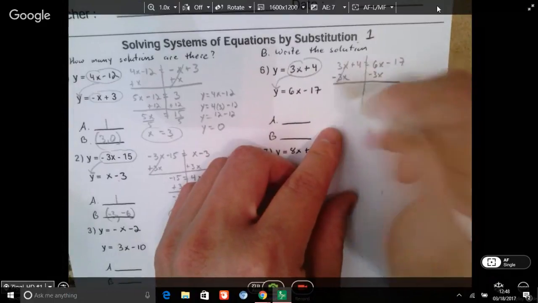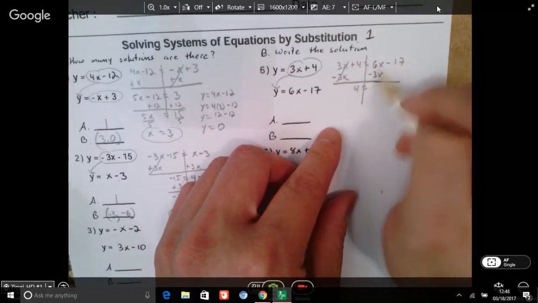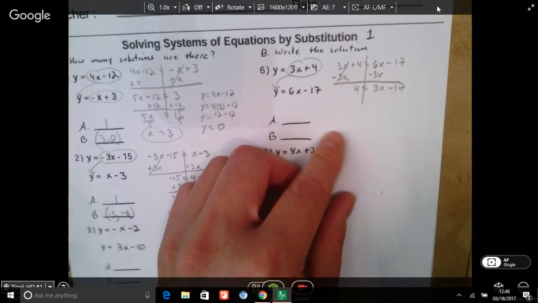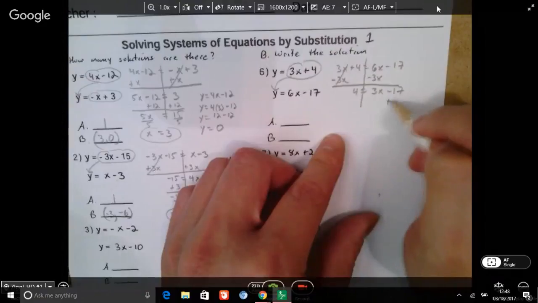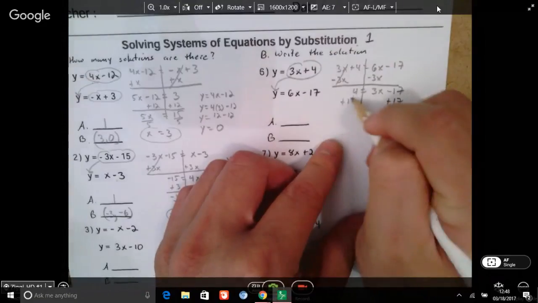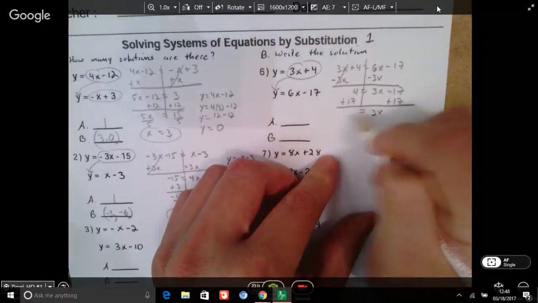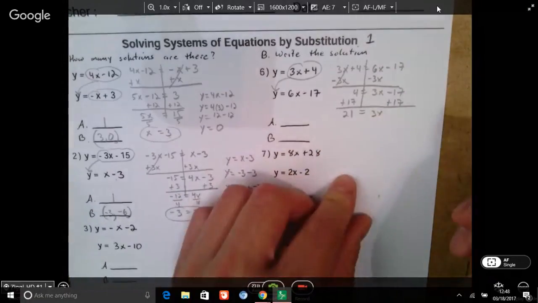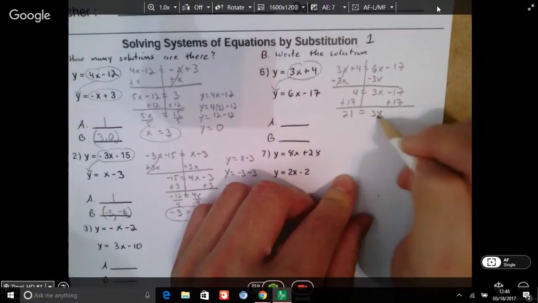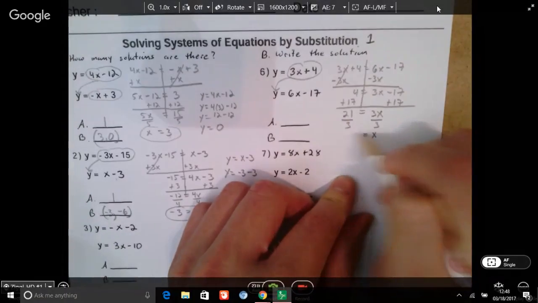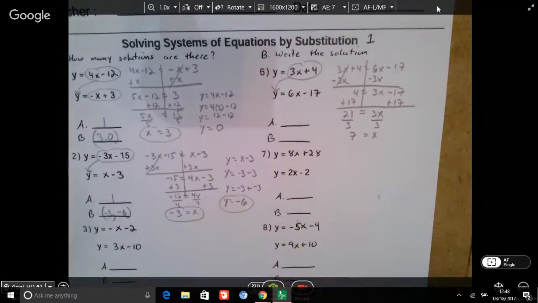So this is gone. So I have 4 equals 6 minus 3 is 3x minus 17. Okay, I'm going to add 17 to both sides. So I have this 3x equals 4 plus 17 is 21. And then I'm going to divide by 3. Divide by 3. So x equals 7. 21 divided by 3. Okay, so x equals 7.